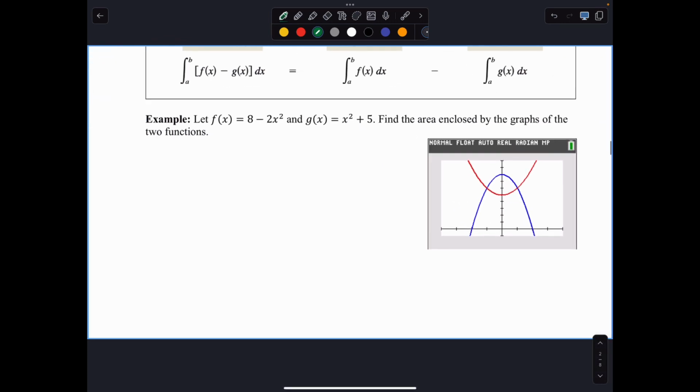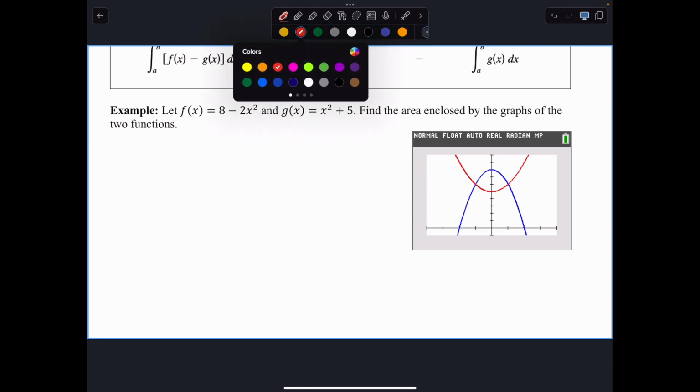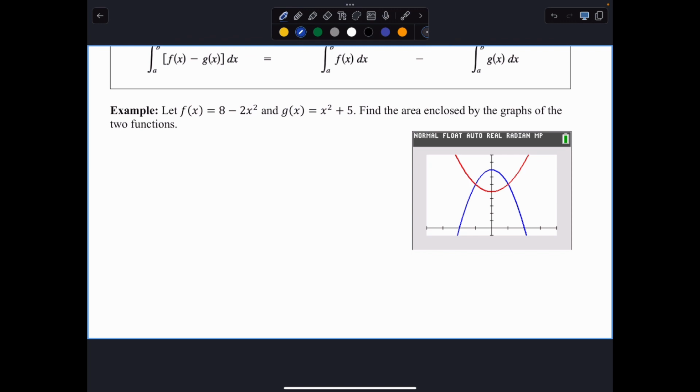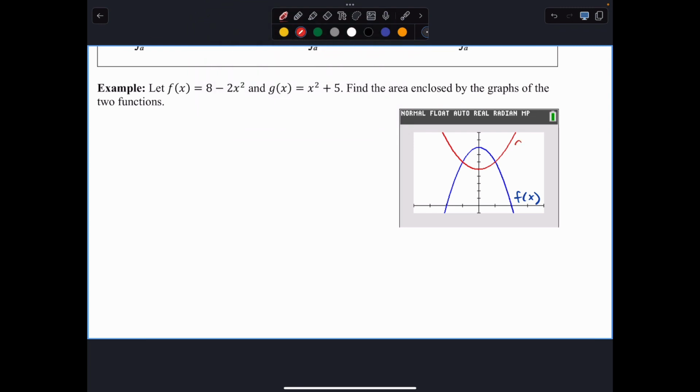So I've given us a picture here. Now this is a pretty easy one. I haven't labeled the functions, but 8 minus 2x squared is a parabola that opens down, so that would be the blue function here. And then x squared plus 5 would be the parabola that opens up.